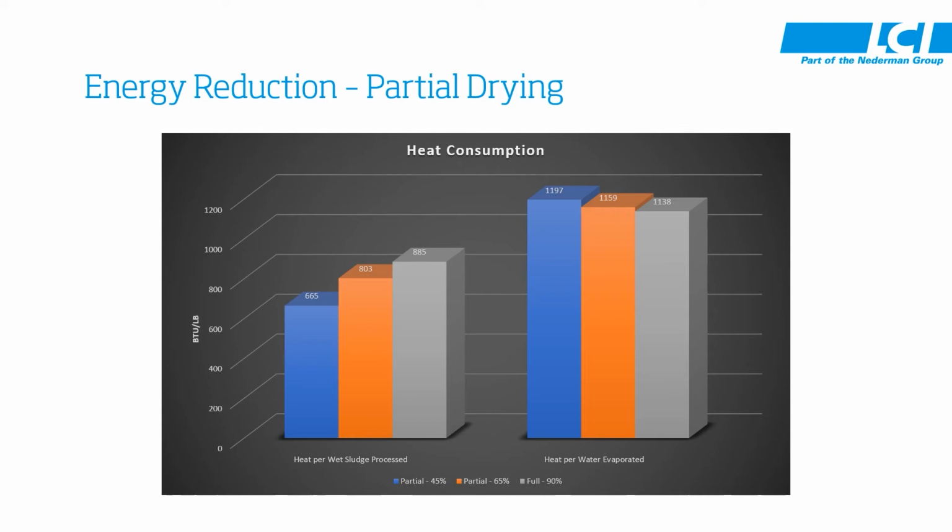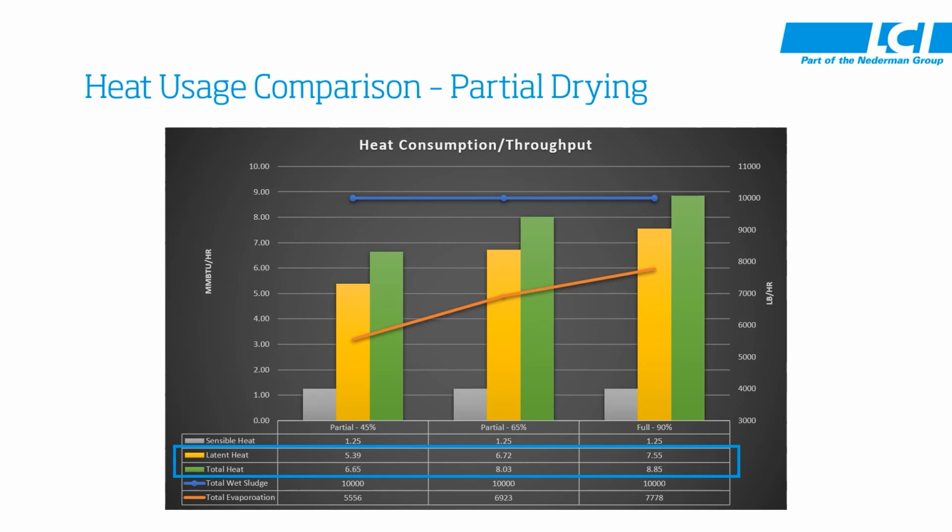So let's talk about why you can't always use the metric of BTUs per pound of water evaporated. On this chart, you see drying to different levels, from 45 to 65 to 90%. Over to the right, you see the typical metric of BTUs per pound of water evaporated, and you can see it goes up as we go lower in DS. But over to the left is a more accurate representation. This is showing you how much heat per wet pound of sludge that you're putting into the dryer. As you can see, we can significantly reduce the amount of heat needed when we partially dry as compared to fully drying. So this is a way of looking at that heat consumption versus throughput.